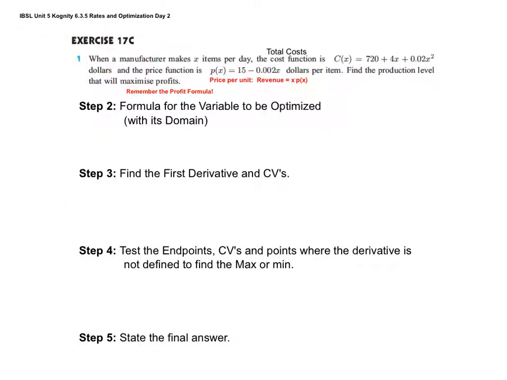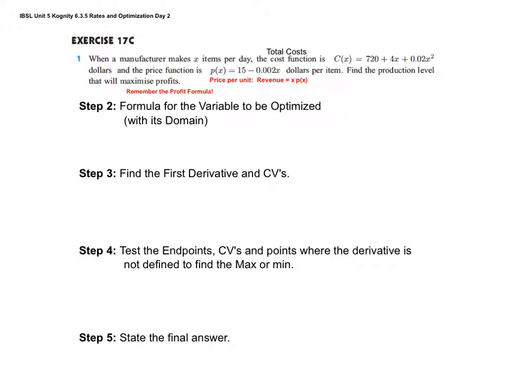Let's try another one here. Here we have a manufacturer making x number of items per day. Now we talked earlier about marginal cost being the derivative of the cost function. Here we're going to look at something a little different. It says the manufacturer makes x items per day. The cost function, that's his total cost, is C of x equals 720 plus 4x plus 0.02x squared, dollars. And the price function, P of x equals 15 minus 0.002x dollars per item. Now notice that's dollars per item. That's how much they are charging for the item.